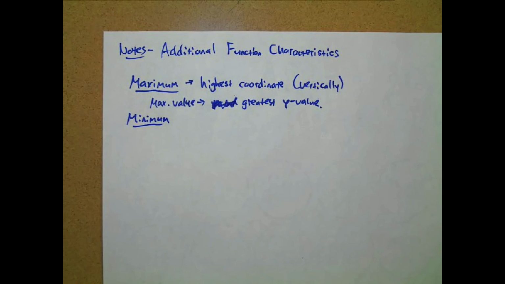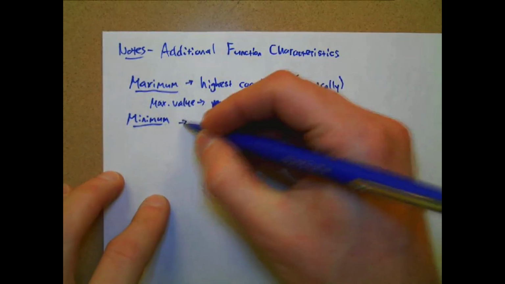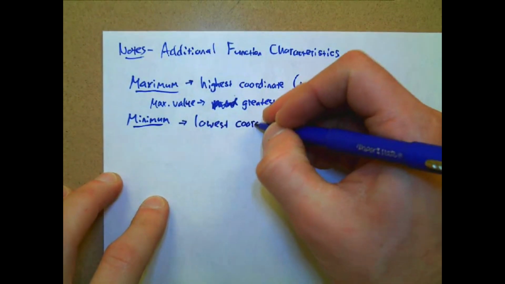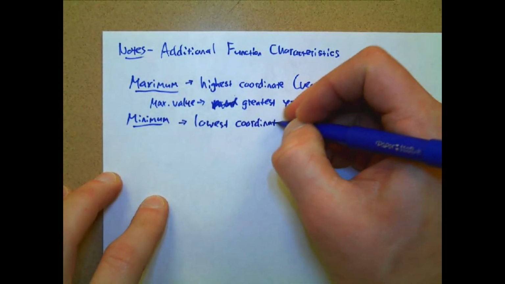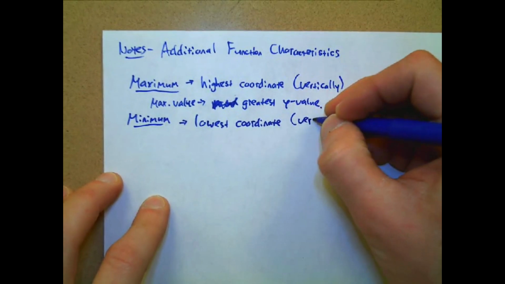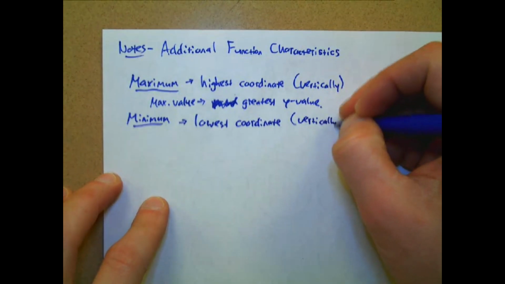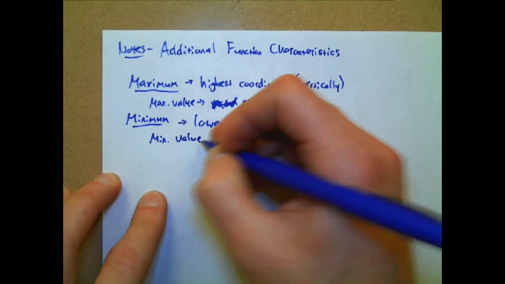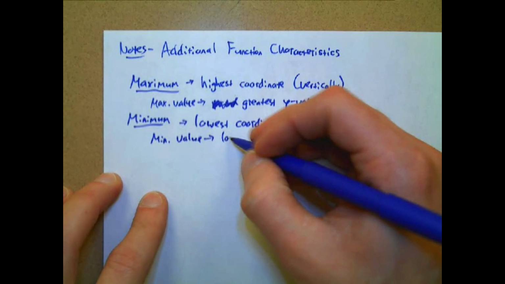And so the minimum, you guys can probably figure out what that is, it's just the lowest coordinate. Okay, again, just vertically speaking, right? And then the minimum value would be the lowest y value.